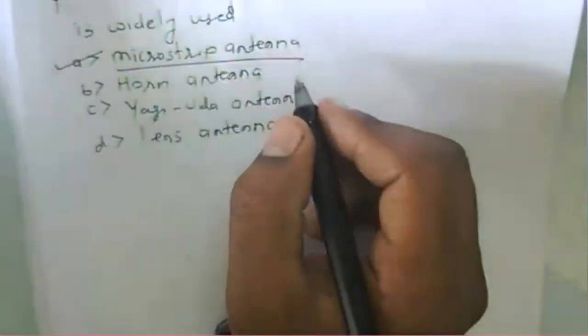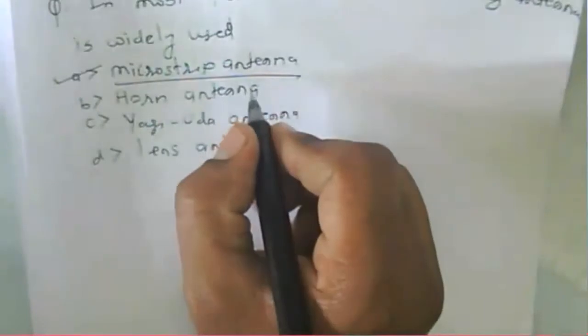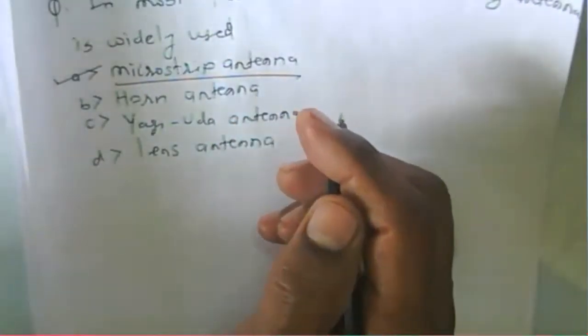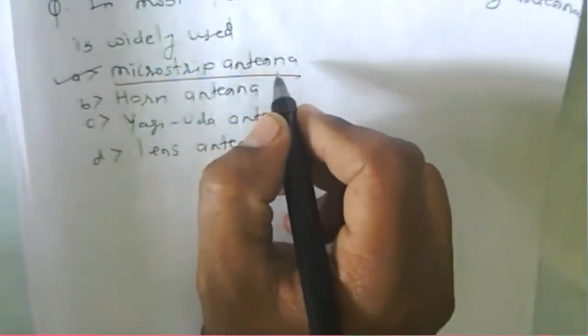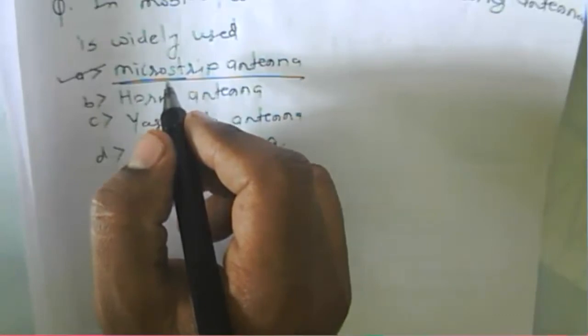Okay, correct. It is a microstrip antenna. It is used in a mobile phone. Why is it used? Because it is lightweight. If you consider the horn antenna, its weight is high, so that's why it is not used. So microstrip antennas are mostly used in mobile phones.